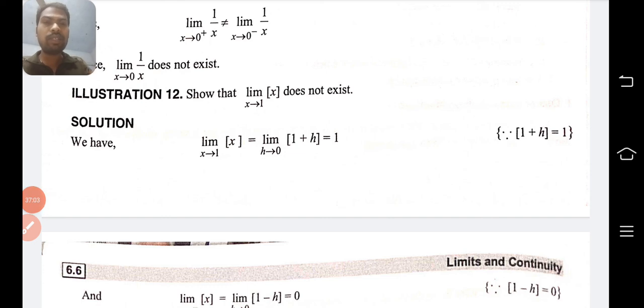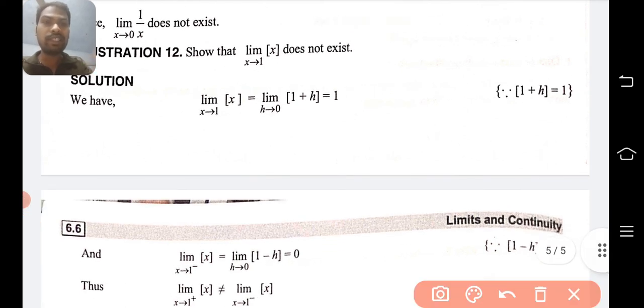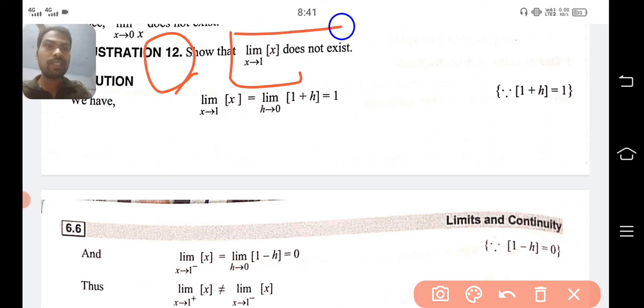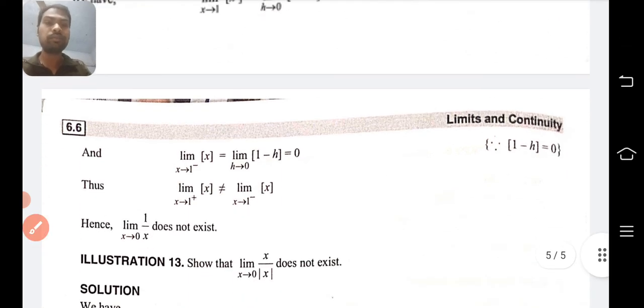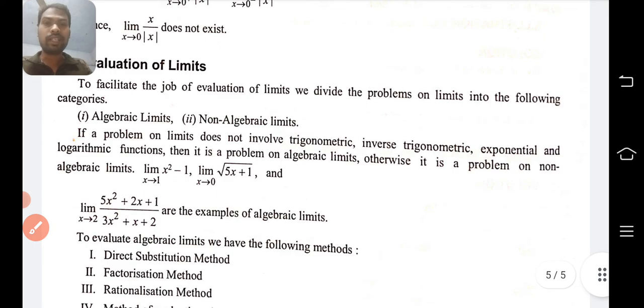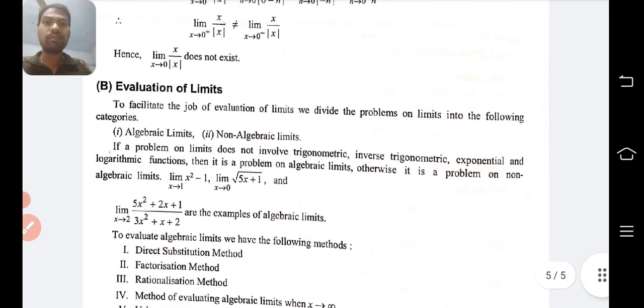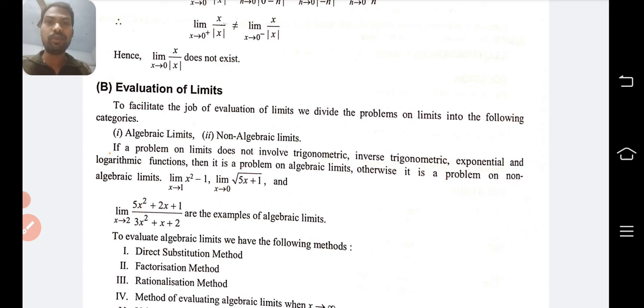So you have to calculate illustration 12, whether the limit exists or not for this function. First you will take the left hand side limit, then the right hand side limit, and after getting both values, you have to check whether they are equal or not. If they are equal, then we can say the limit exists. If they are not equal, then we can say the limit does not exist. In this way we can calculate the limit of the function by taking the left hand side and the right hand side approach. You will do more numericals, then you will be able to understand clearly.